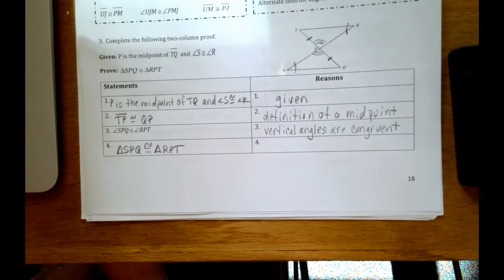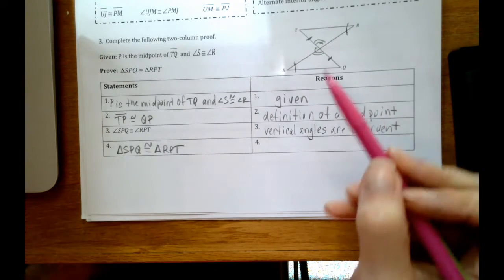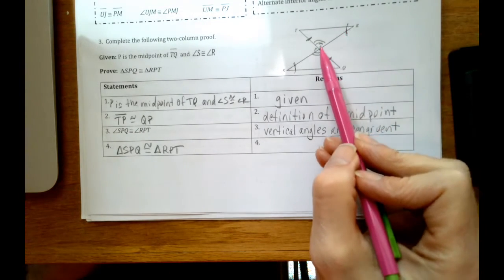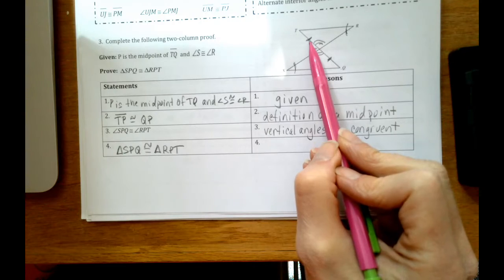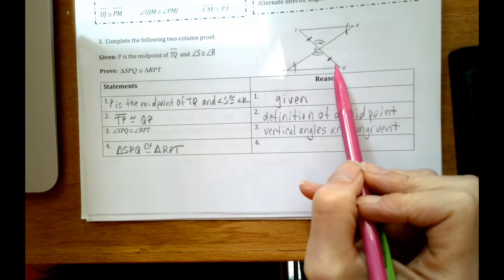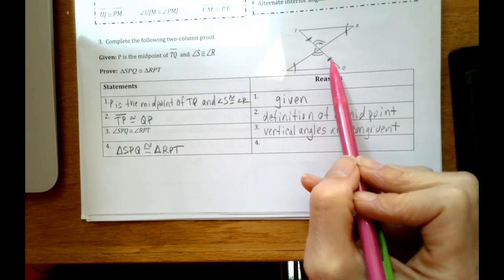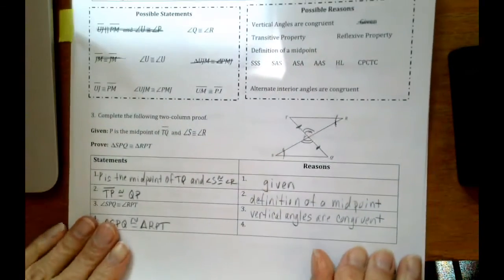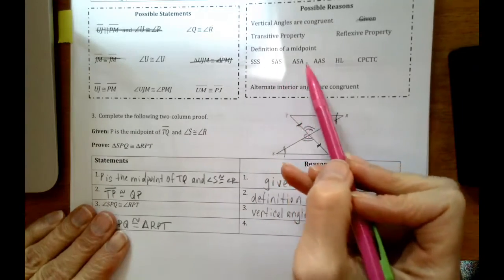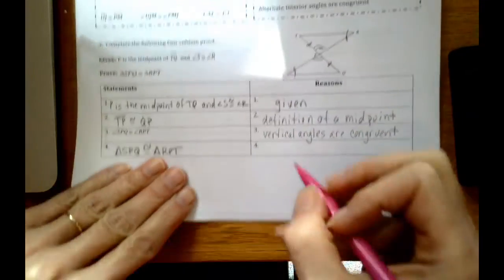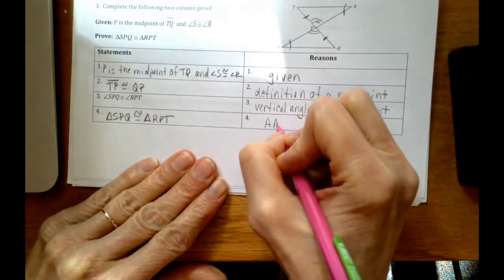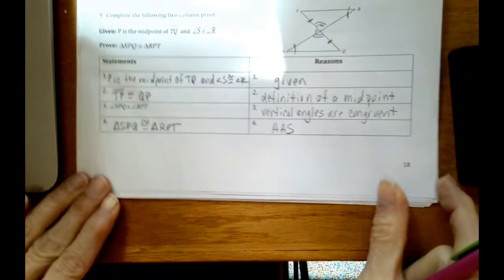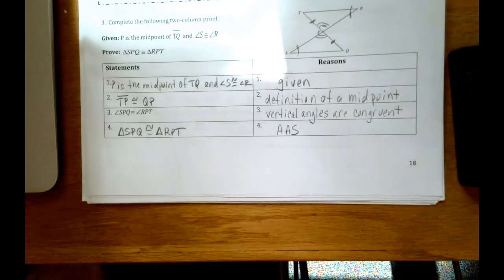So as we take a look, what we've got in the top triangle is that we've got two angles and a side. In the bottom triangle, we've got two angles and a side. And the reason then, based on our choices up here, is angle, angle, side. That proves that both of those triangles are congruent.